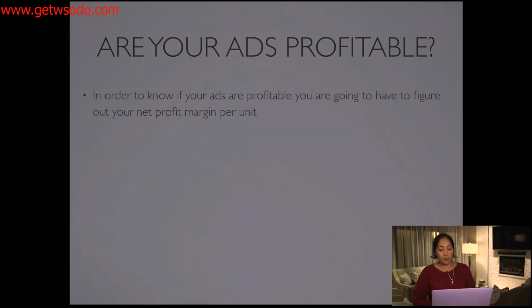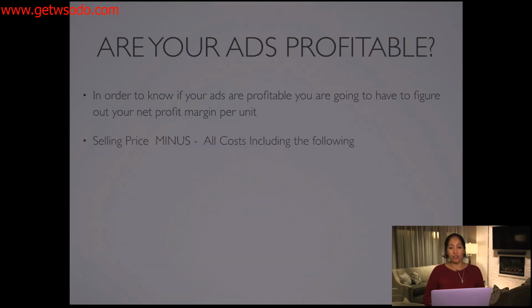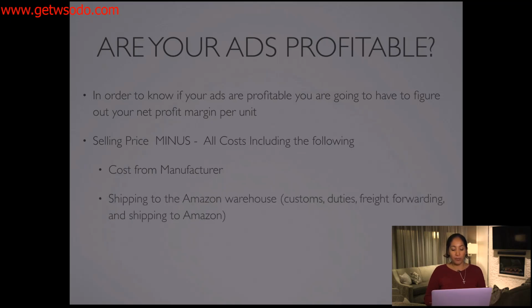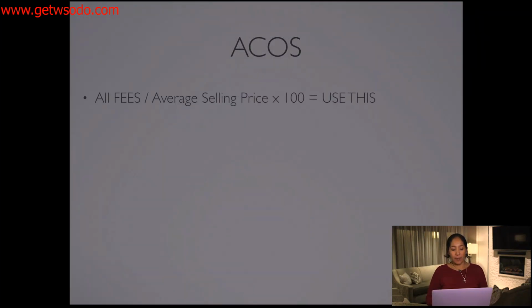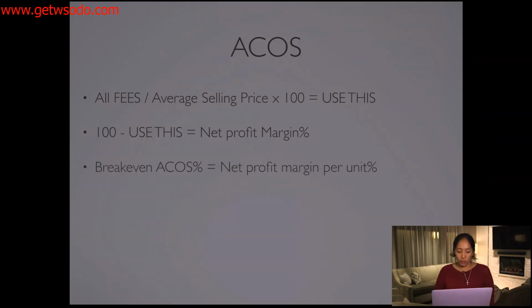And in order to know if your ads are profitable, you're going to have to figure out your net profit margin per unit. And so you'll take your selling product price and you'll minus all the costs, including the following: your costs from the manufacturer, your shipping to the Amazon warehouse. This includes customs, duties, freight forwarding, and shipping to Amazon, your Amazon commission, and any other fee that Amazon charges you. So it's basically all fees divided by the average selling price times 100. And then 100 minus this equals the net profit margin. So let's go ahead and show you an example.